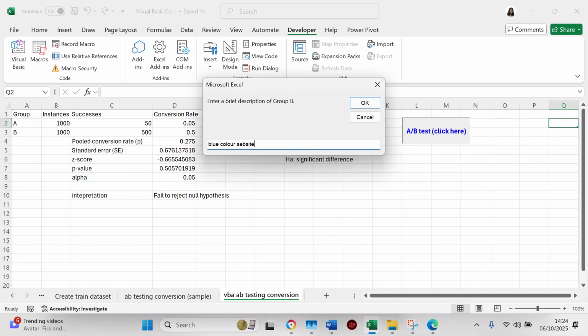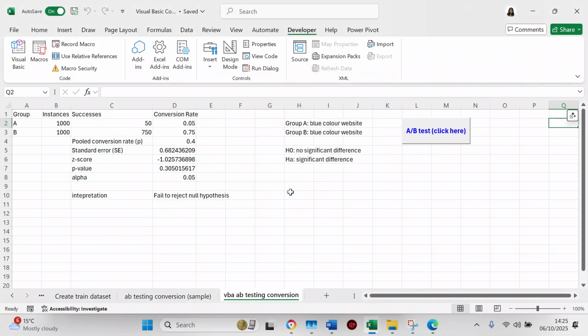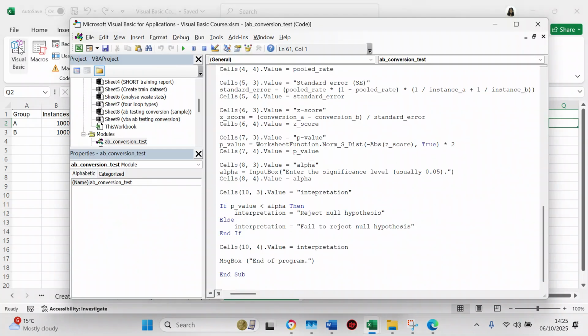The first one is going to be green, but I may have said blue because I'm a little bit concerned about this p-value. 1,000 group A, 1,000 group B, success in group A and success in group B, we're going to say 750, and 0.05, end of program. And it still gives you a p-value of 0.3, so I'm not too happy about that.